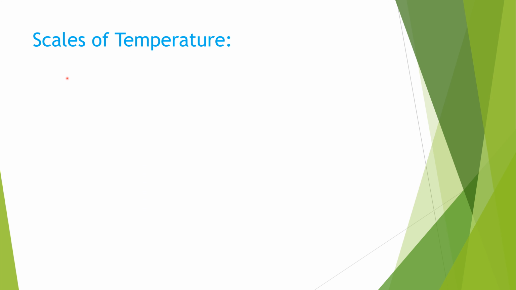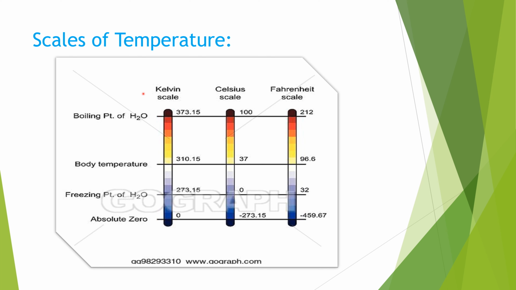Now, scales of temperature. We have three scales: Kelvin scale, Celsius scale, and Fahrenheit scale. If we talk about the Fahrenheit scale, the boiling point of water is 212 degrees Fahrenheit. Human body temperature is 96.6 degrees Fahrenheit. The freezing point of water or melting point of ice is 32 degrees Fahrenheit, and absolute zero is minus 459.67, which is approximately equal to minus 460 degrees Fahrenheit.